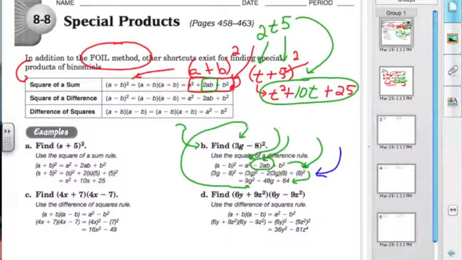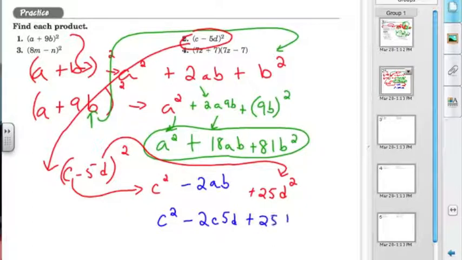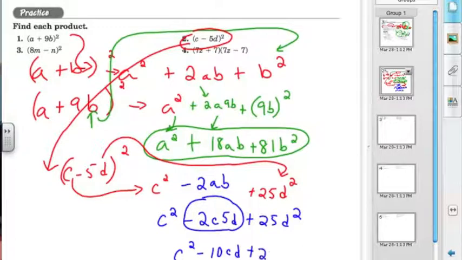So let's go back. This is going to be minus 2ab. So the c squared is still c squared. Negative 2 times a, which was the letter c. The b location is 5d. So we put 5d plus 25d squared. All right. So we have to simplify this thing in the middle. So we have c squared minus 10cd plus 25d squared.